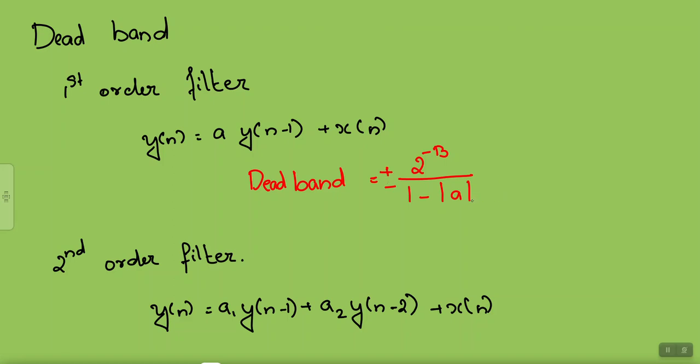Here b is the binary bits used to represent the product. And for a second order filter, y of n is equal to a1 into y of n minus 1 plus a2 into y of n minus 2 plus x of n. The deadband will be plus or minus 2 raised to minus b divided by 1 minus modulus of a2.